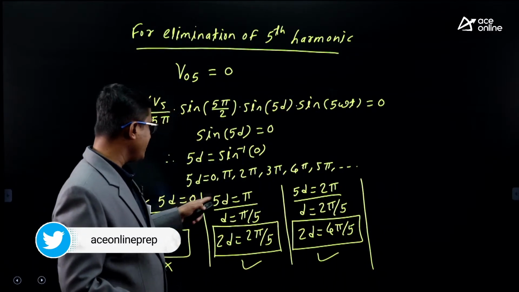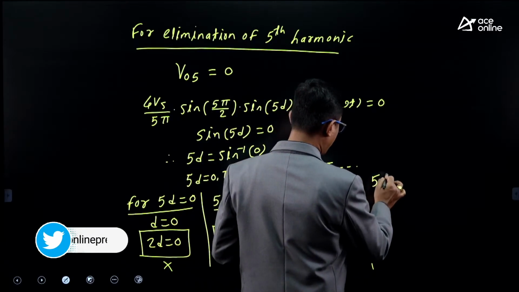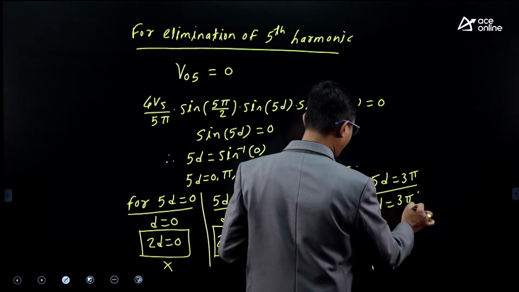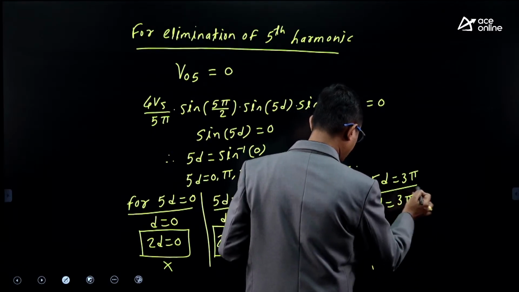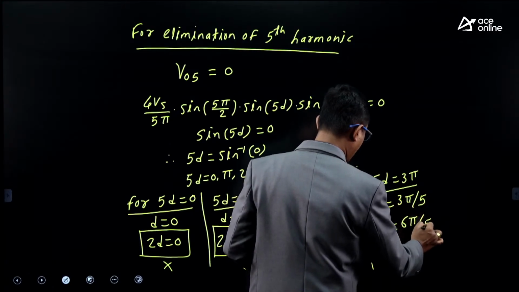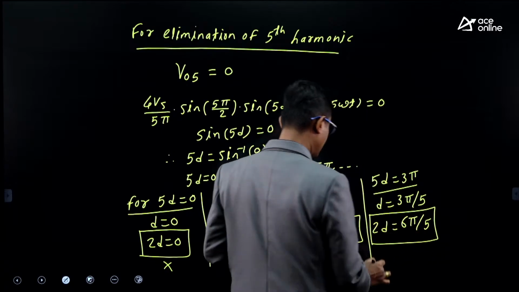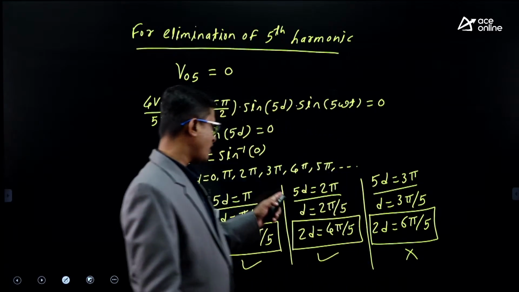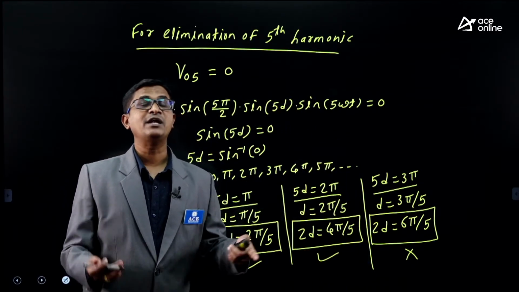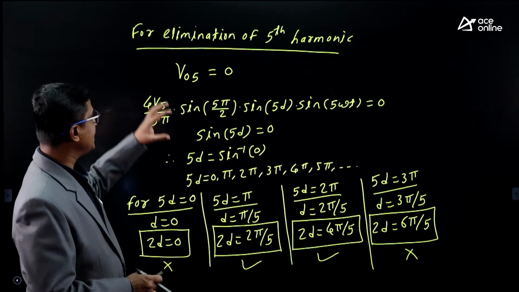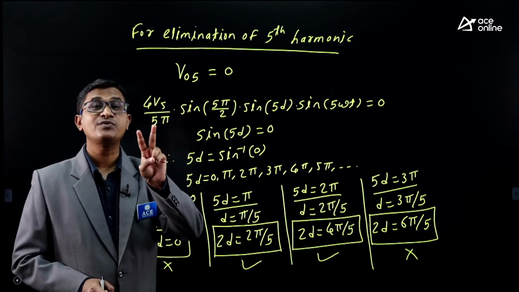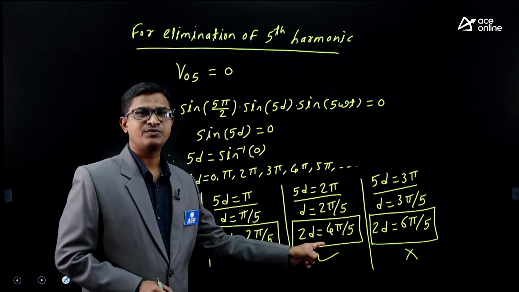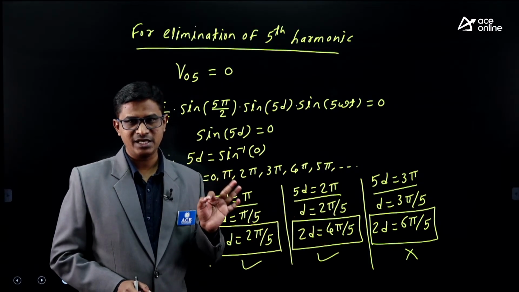Similarly, you can check 5D is equal to 3 pi. So D is 3 pi by 5. What is 2D? 6 pi by 5. Is 6 pi by 5 a valid pulse width or invalid? 6 pi by 5 means greater than pi, so it is an invalid pulse width. Similarly, you can check for other values; you will get invalid pulse widths. So always keep in mind, for elimination of the fifth harmonic, we have two valid pulse widths. I can keep the pulse width either 72 degree or 144 degree. Is this clear? Right?